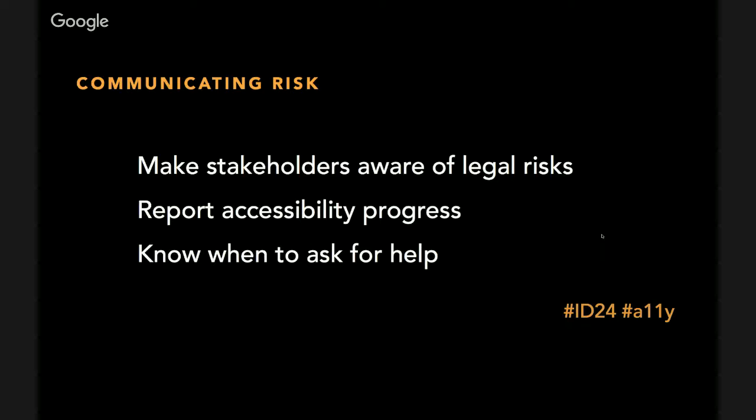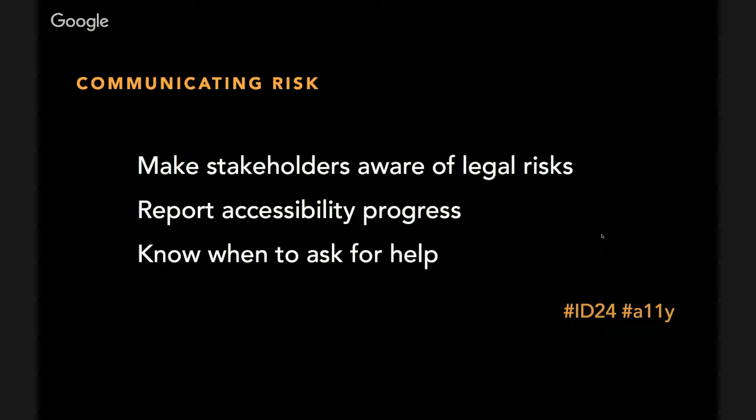So another aspect of that communication of risk is reporting accessibility progress as you go. So making sure that you're testing early and often, especially in an agile environment. You should be able to fold testing right in with other functional tests that you're doing, or test-driven development work that's happening.